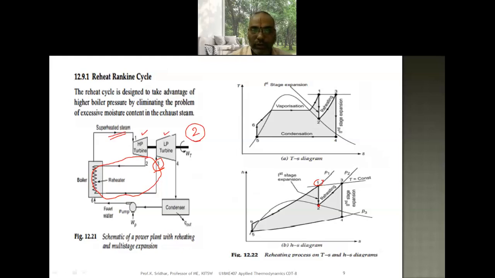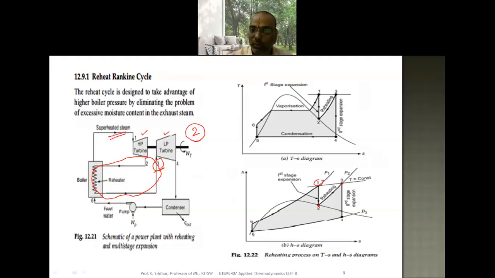So it is 2 to 3. Point 3 is the inlet of the LP turbine, and it is at constant temperature. So 2 to 3 reaches point number 3. 3 to 4 is once again the LP turbine. 4 to 5 is the condenser. 5 to 6 is the pump. 6 to 1 is in the boiler.